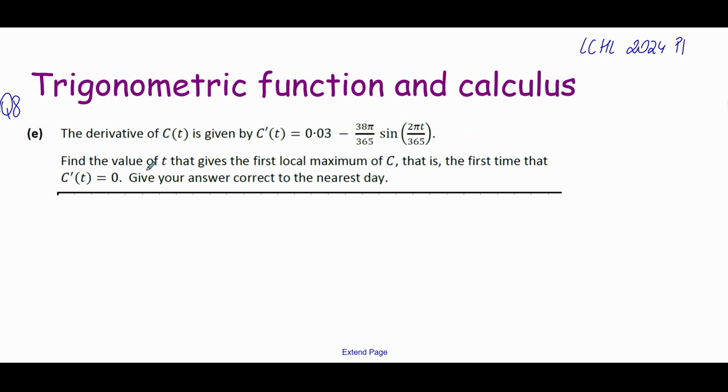We need to find the value of t. So we are looking for x, isn't it? What did they tell us about the y value? They are saying that gives the first local maximum of c. So maximum or minimum of a function is when the value of the derivative is 0. And they are saying that is the first time that the derivative of c of t is 0. Okay, so all we have to do is to replace that.